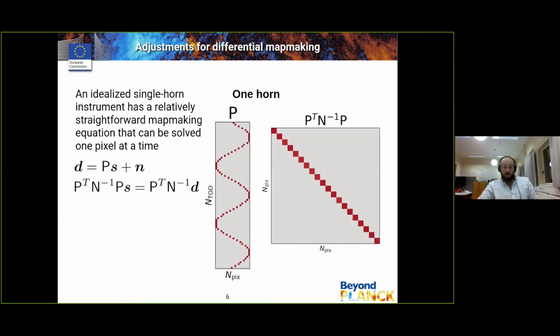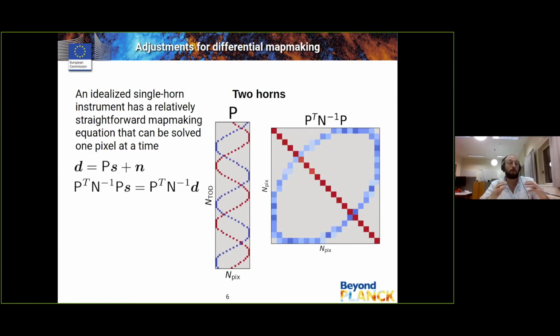I'd also like to talk about how this changes the processing of the data. For an idealized single horn radiometer, you'd have a pointing matrix that's just given by ones and zeros, and the map making matrix, P transpose and inverse P, will be diagonal. This means that when you do map making, you don't need to take into account other pixels. So you can essentially process the data set one chunk at a time, and you never actually need to load in all of the data at once.